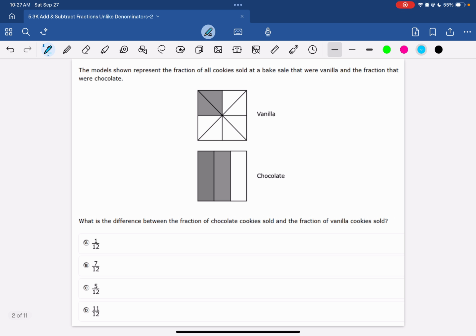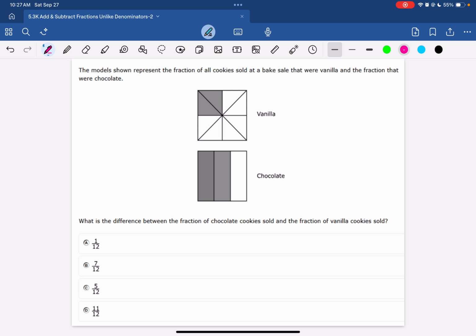All right, it says the models shown represent the fraction of all cookies sold at a bake sale. There were vanilla and chocolate fractions. So you have vanilla and then your chocolate fraction of the bake sale. What's the difference between the fraction of chocolate cookies sold and the fraction of vanilla cookies sold?